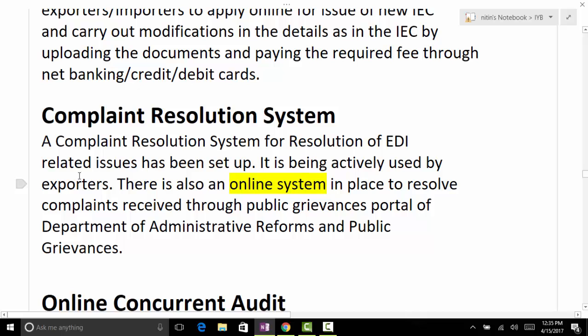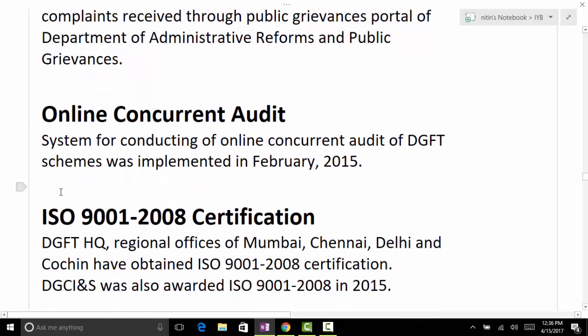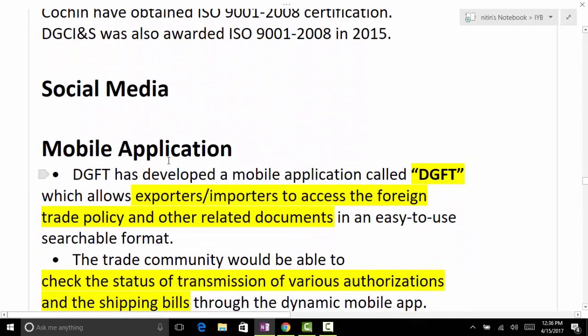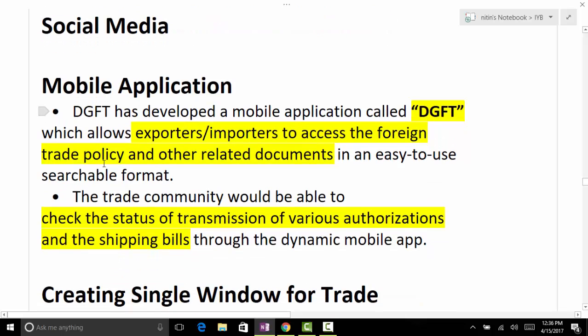So then complaint resolution system. Any system can basically strengthen ease of doing business only when it has a grievance redressal or complaint resolution mechanism. So there is a complaint resolution mechanism as well, and that is online. Online audit, ISO certification, social media. Now here comes the mobile application. So by the name DGFT there is a mobile application.